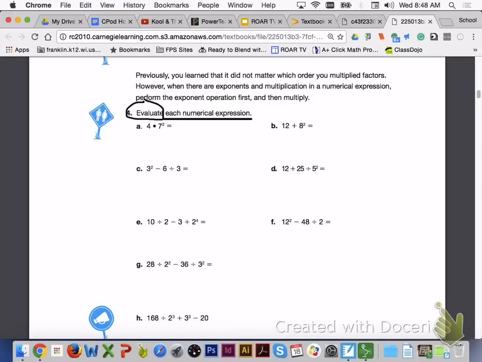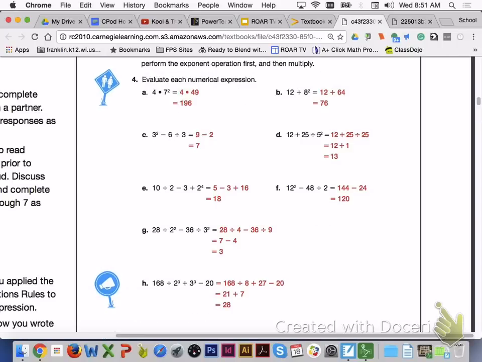Previously, you learned that it did not matter which order you multiplied factors. However, when there are exponents and multiplication in a numerical expression, perform the exponent operation first and then multiply. Please answer number 4, letters A through H with your group members.